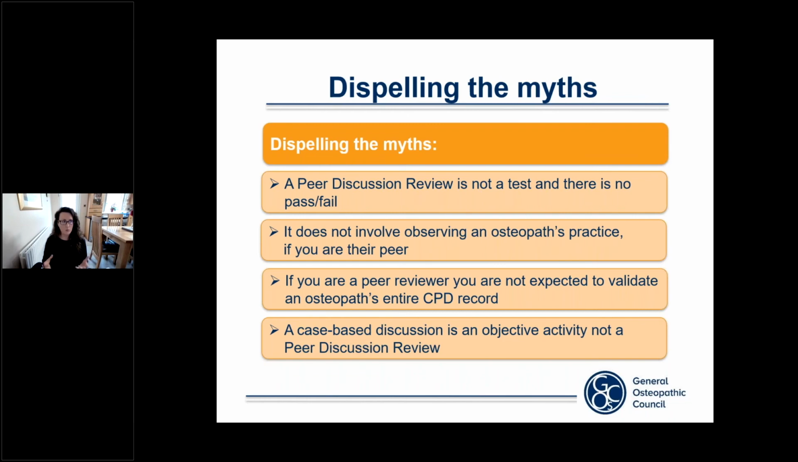You're probably thinking, well, I know that, but there have been several instances in which people had signed up to the peer discussion review session and thought it was actually going to be a case-based discussion. So we want to just be as clear and reassuring and informative as possible.